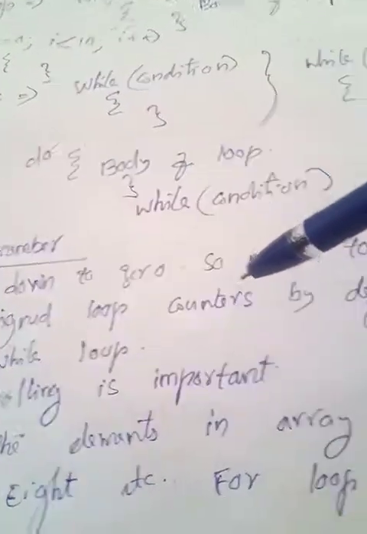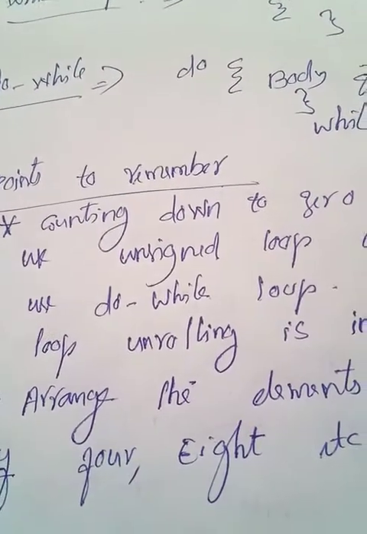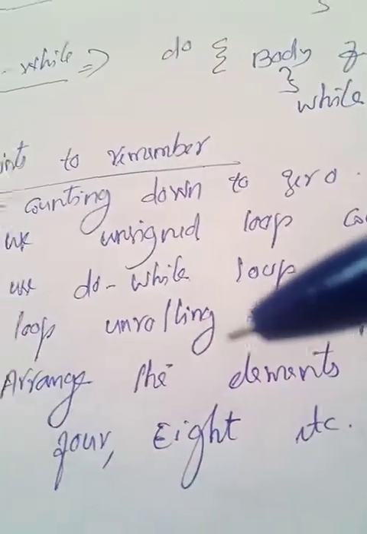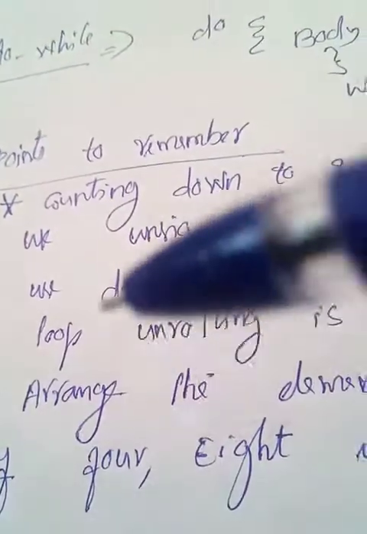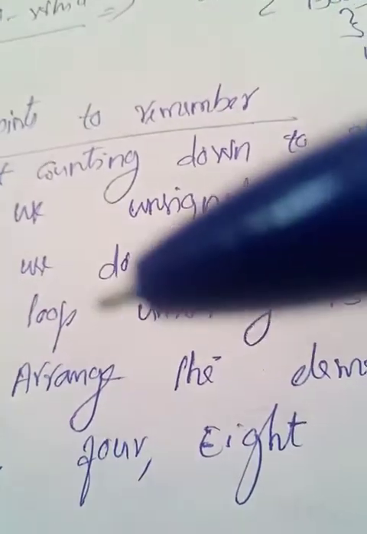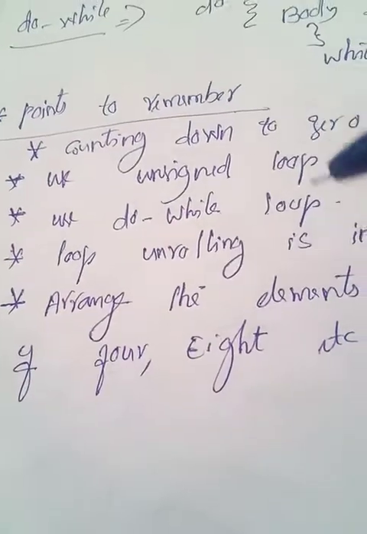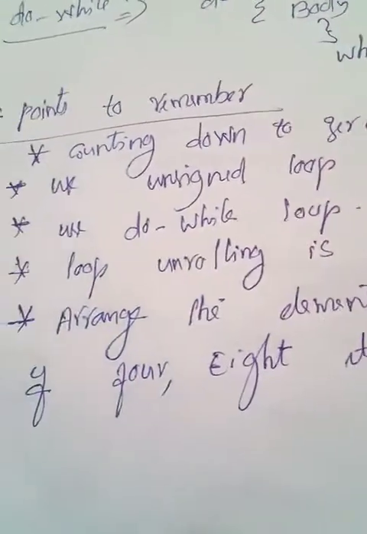Then use unsigned loops. Use do while loop. Do while loop is the best loop. Then loop unrolling is important. Loop unrolling means reducing the number of loop iteration steps. In order to do the loop unrolling, arrange the elements in an array as multiples of 4, 8, etc. These are the things you need to remember in C looping structures.